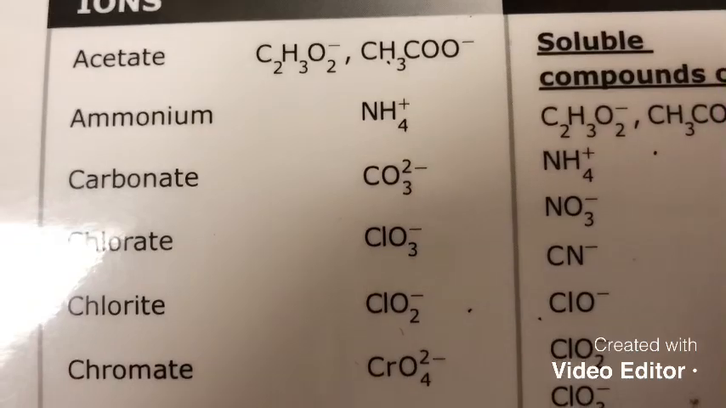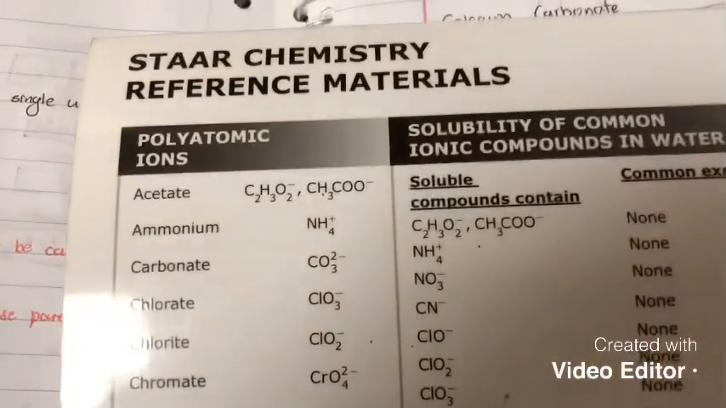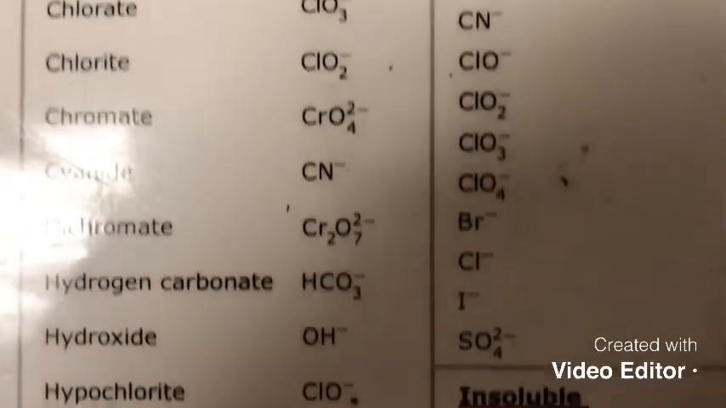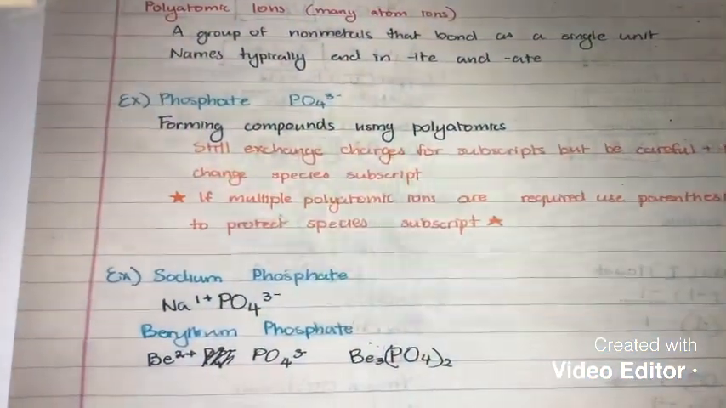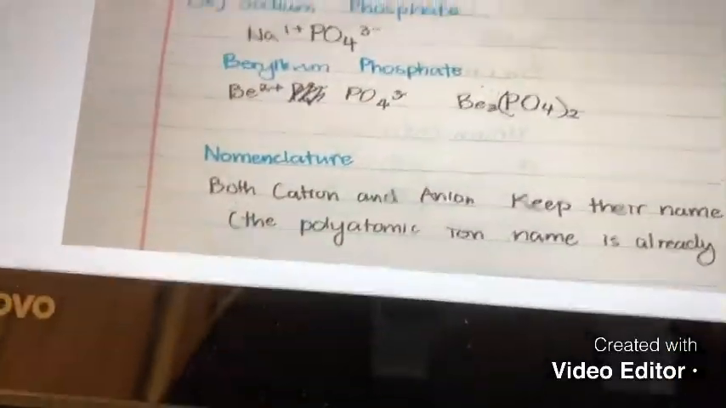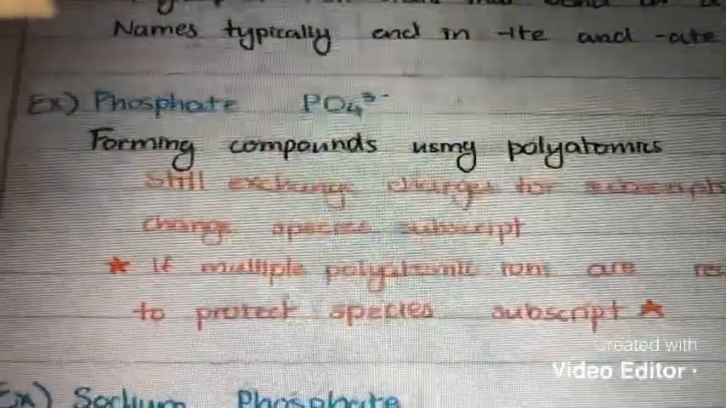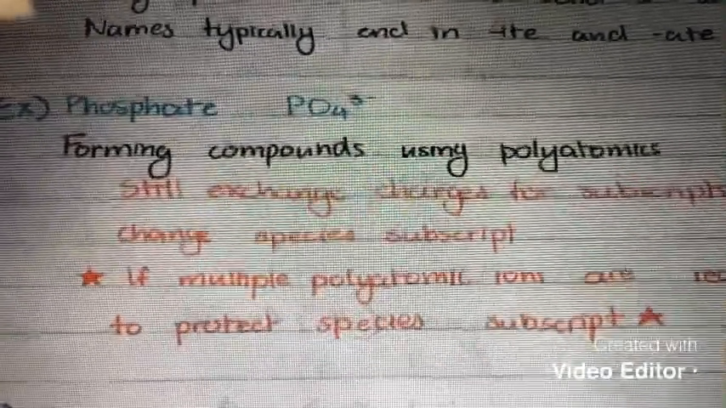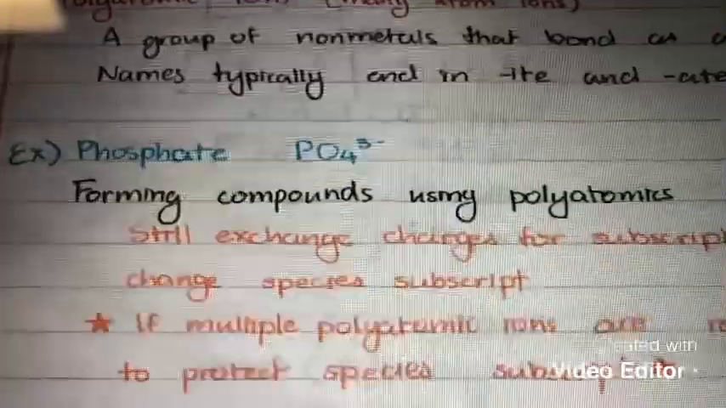"ite" and "ate." We can see some examples in the periodic table, such as acetate, ammonium, and carbonate, where the names mostly end in "ate" and "ite." If we look at an example such as phosphate, PO4 with a subscript of 4 and a charge of -3, it has 2 numbers, 4 and -3. The 4 in phosphate is the species subscript, while the 3 is the charge.